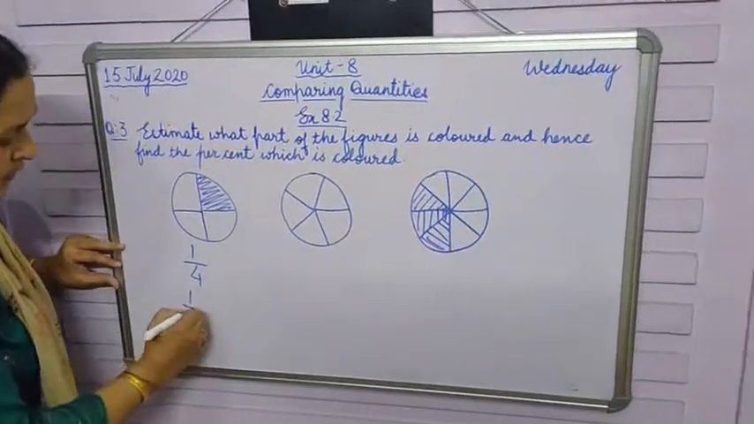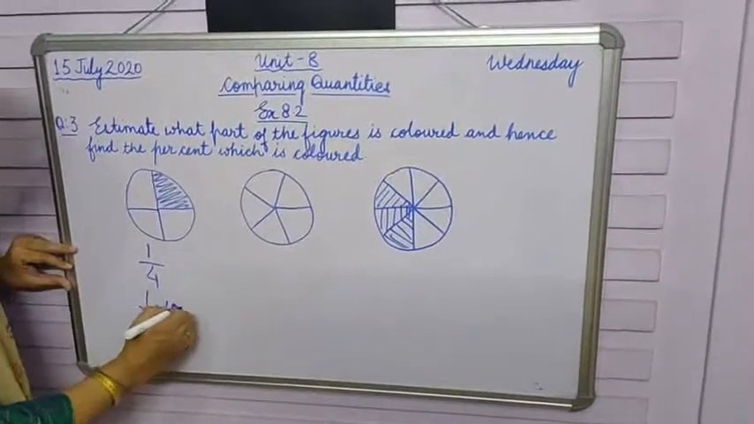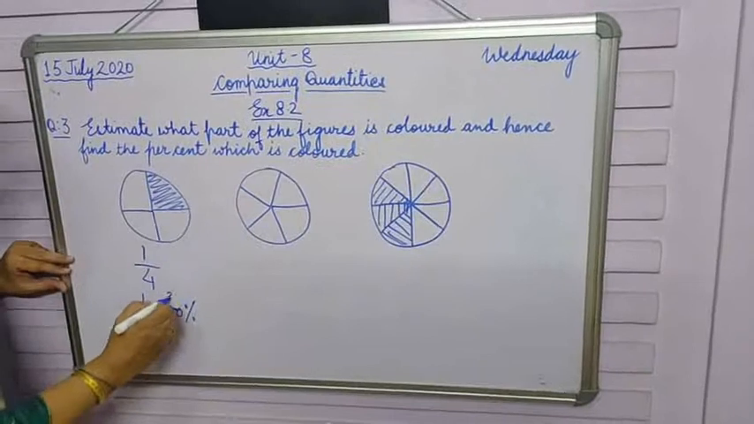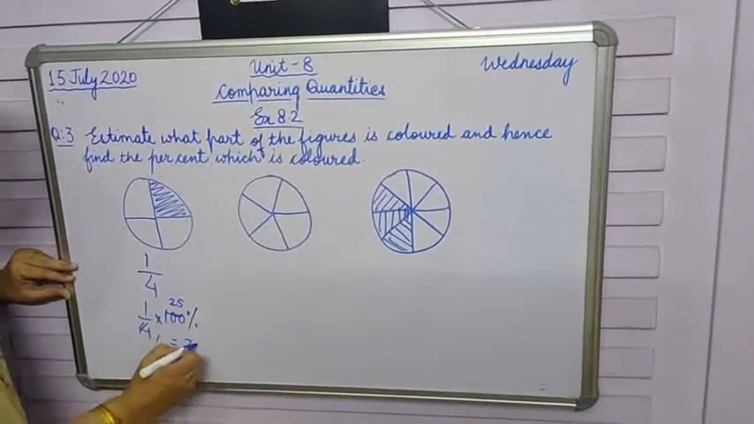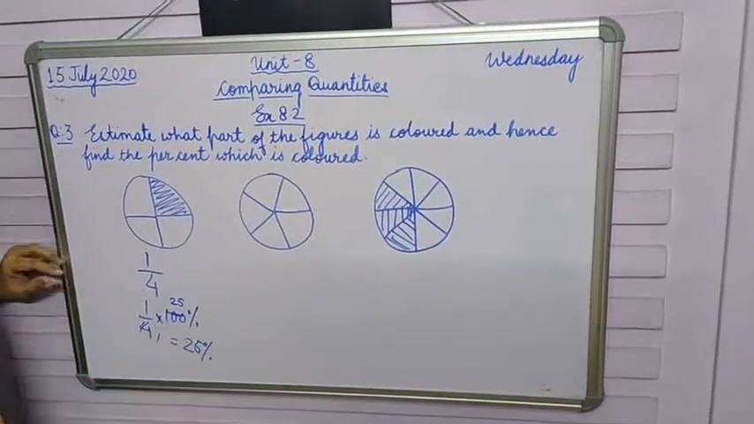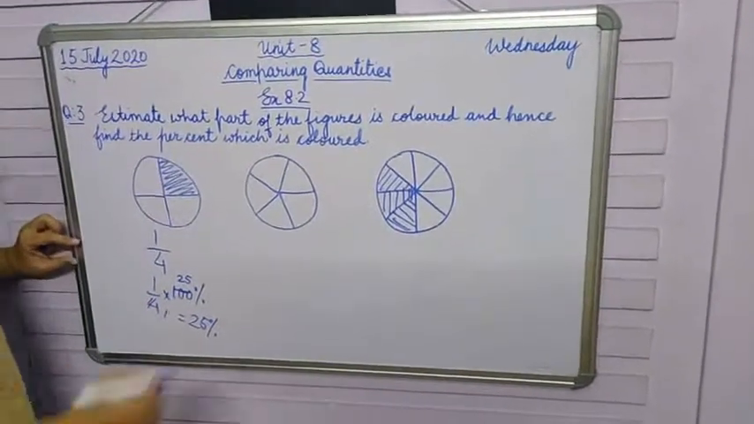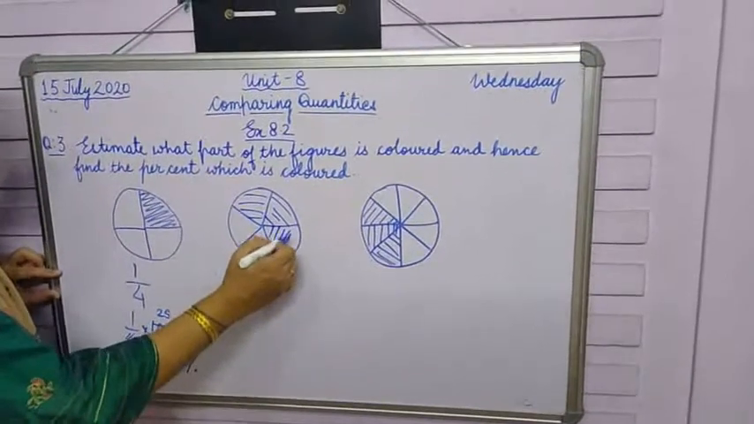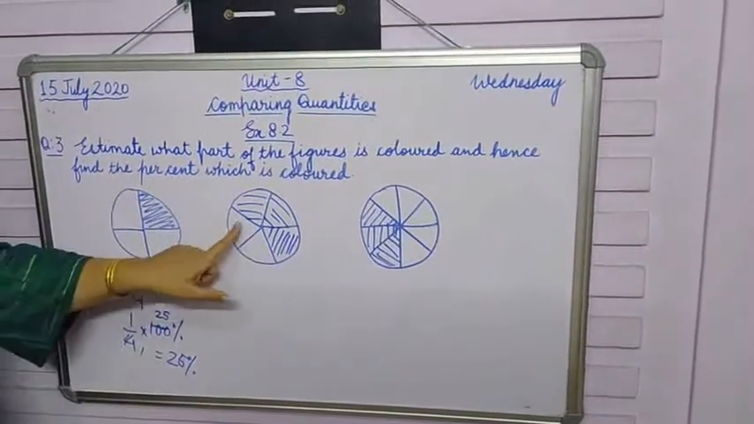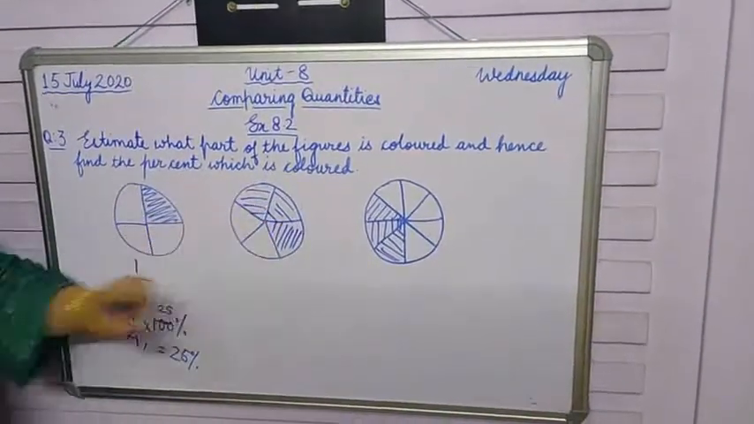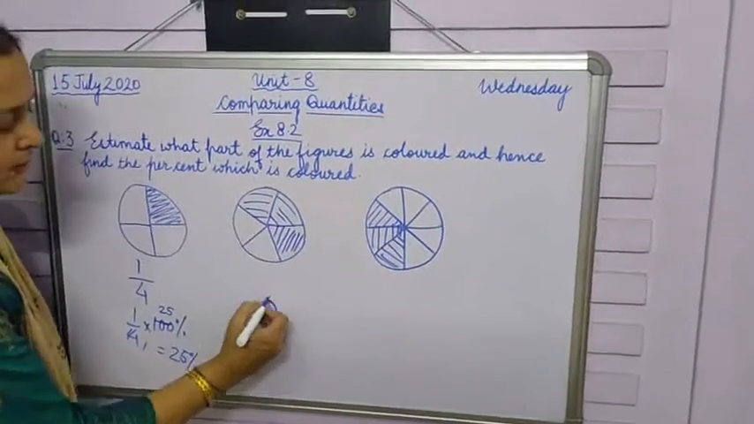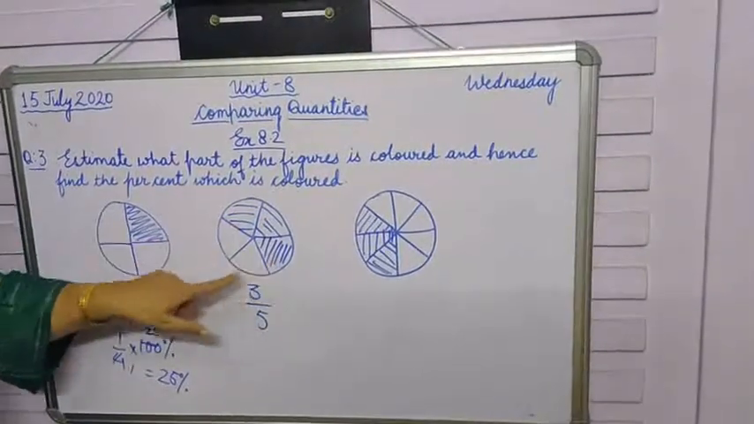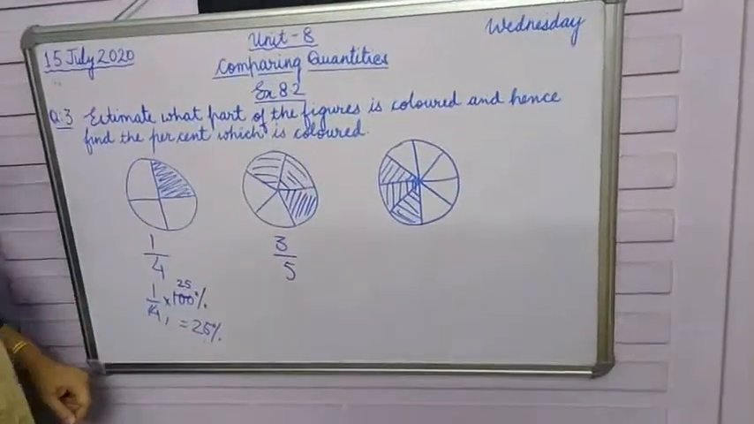Now convert this 1 upon 4 into percent. You already know how to convert this. Multiply it by 100%. So how much part is colored? Yes, it is 25%. Now in the second figure, the circle is divided into 5 equal parts, and out of these 5 parts, 3 have been colored. That means the fraction which is colored is 3 upon 5. Total parts 5, out of which 3 are colored.